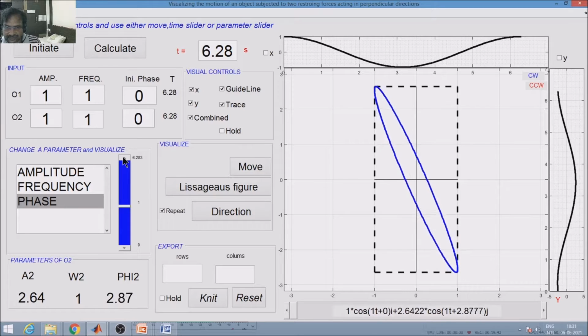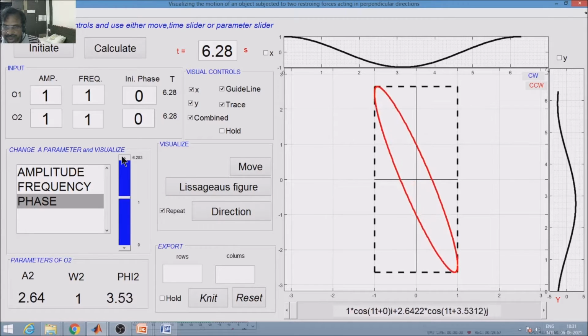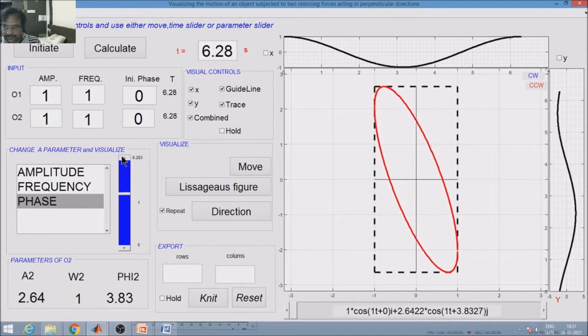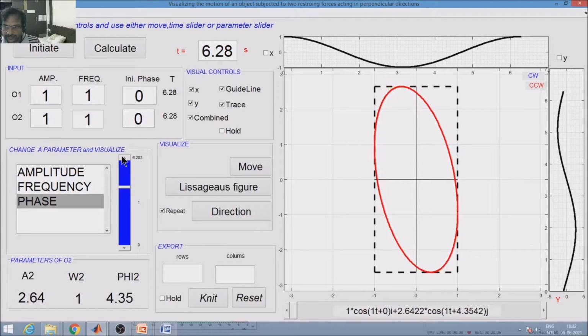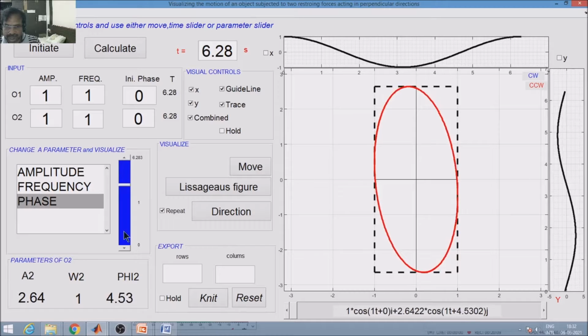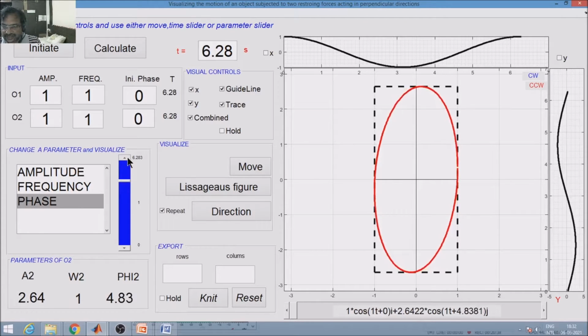Now this continues until pi, where it becomes, here is the transition, 3.14. It makes an obtuse angle with the x-axis. Three pi by 2. Three pi by 2, and again it continues.